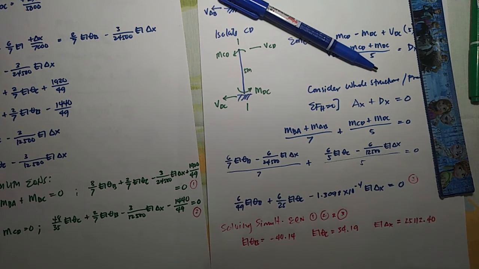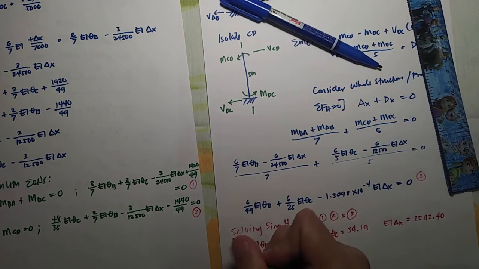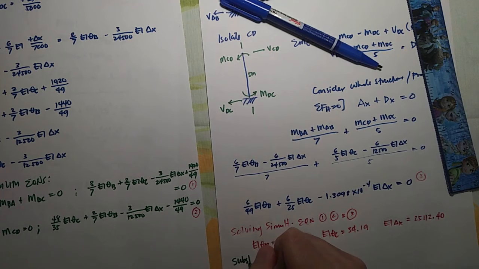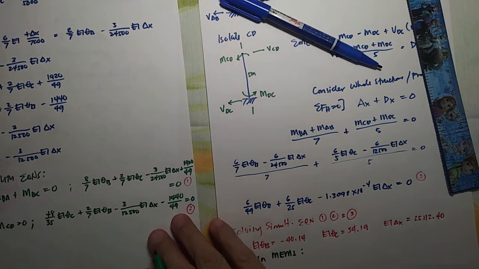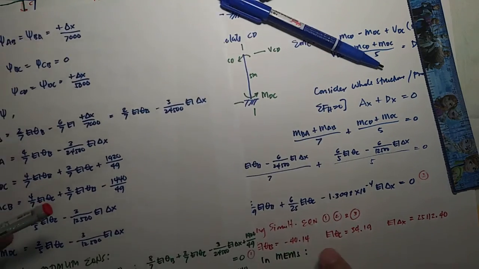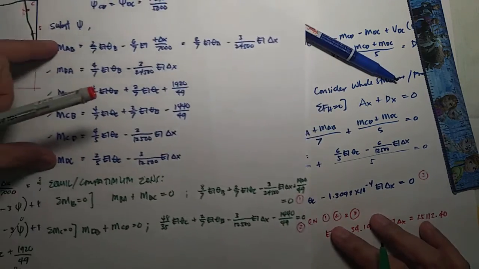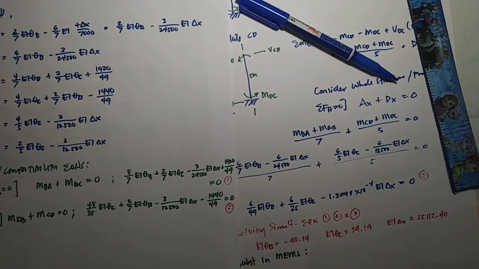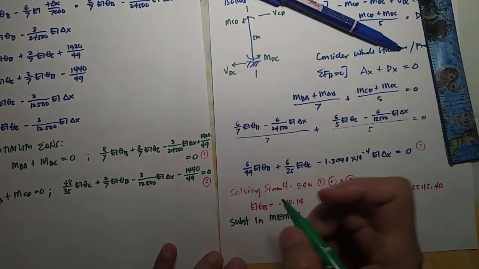Then substituting all this, substitute in member and moments. So this would give you, so here, if you substitute these values theta B, theta C, and delta X on these equations, it would give you the answers for the member end moments. And these are, so let me write it here.